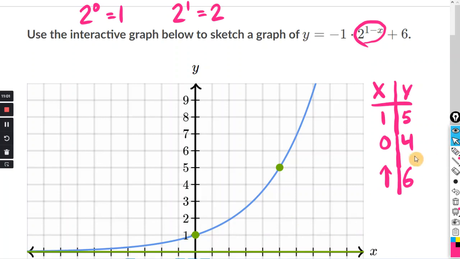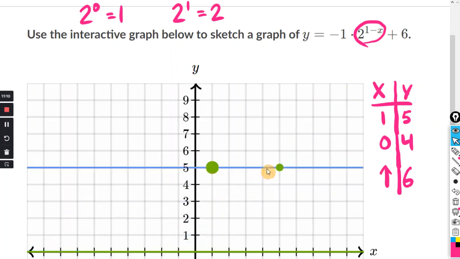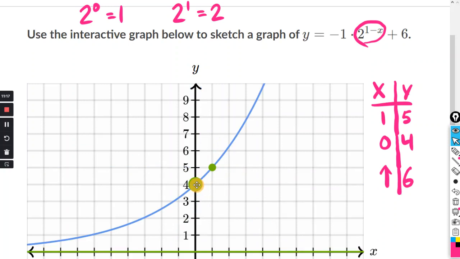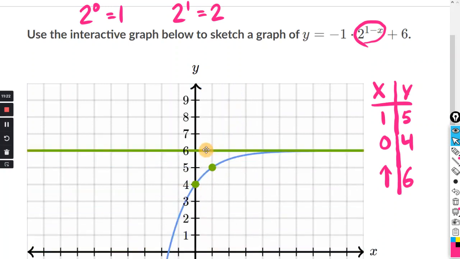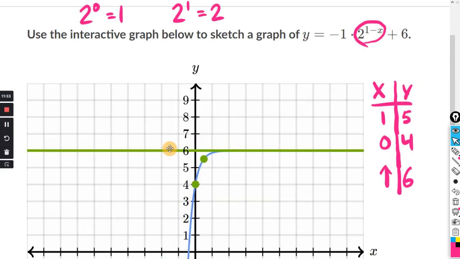All right, so let's do that. At x equals 1, it's 5. So go to x equals 1 and then bring it to 5. At x equals 0, y is 4. Okay, so at x is 0, y equals 4. And we said the highest the graph could be is 6. So just left click, hold it down. Darn it. Left click on the green line, hold it down, and you can drag it up and down.